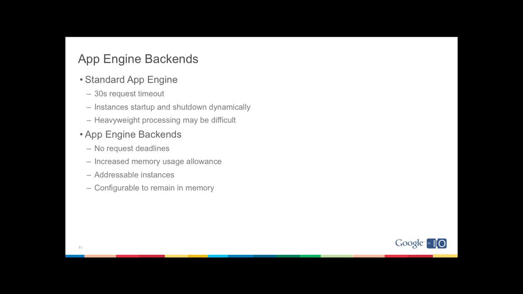For instance, in games, it's very common to have big data processing operations that go on for between 8 and 24 hours per build. If you're building occlusion data or AI data or light maps or something like that, you might need a whole lot of processing. And that's where App Engine backends come in. The idea here is that you have an instance with no request deadline, you get more memory, and you get an individually addressable instance. So you can keep talking to the same instance, and you can think about what's actually in memory.